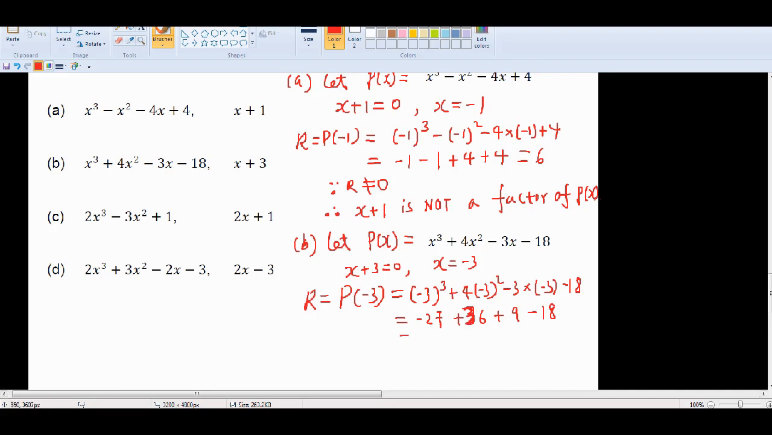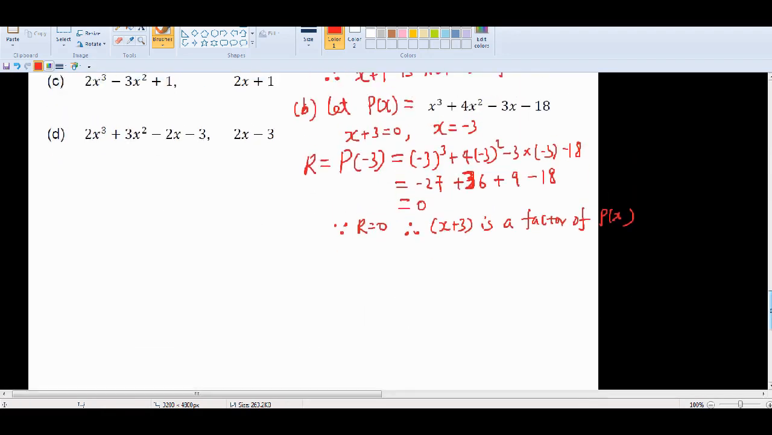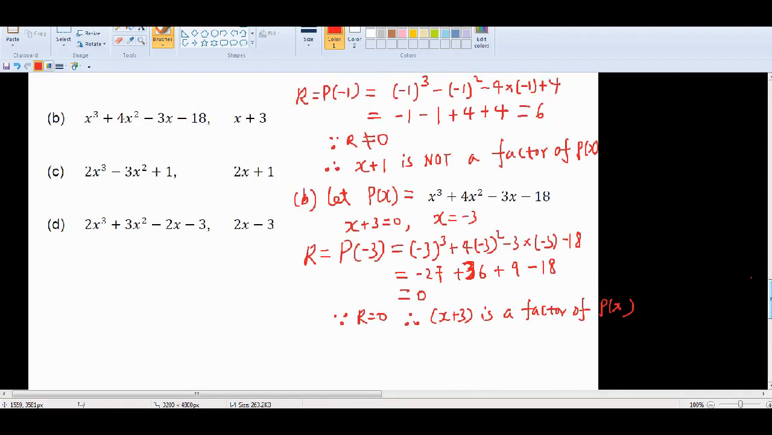Alright, so when you do the simple addition and take away, you got 0. Okay, so this time the remainder is 0. So we say x plus 3 is a factor of our p(x). So that's basically A and B. Okay, let's try to look at the C as well.